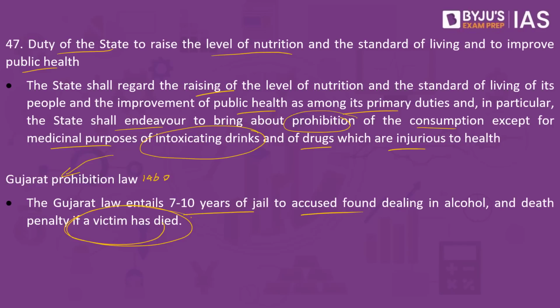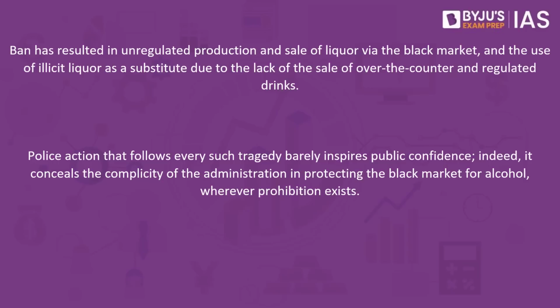What are the concerns? This has resulted in unregulated production and sale of liquor via the black market and the use of illicit liquor as a substitute due to the lack of sale of over the counter and regulated drinks. Since Gujarat has imposed a ban, many other states have imposed a ban. As a result, what happens? It is happening in the black market, and since it is happening in the black market, there is no check on the production of these illicit liquor, and as a result, when it is supplied to the people, many people drink it and they have passed away.